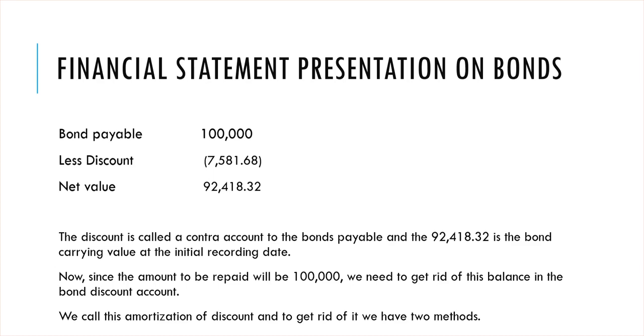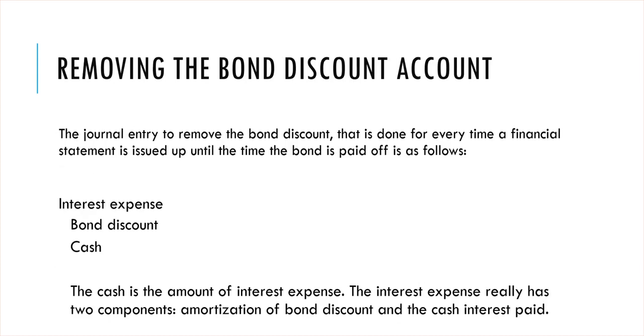And so we will have to talk about how we're going to do that. And this bond discount account is going to have to be removed. And the way you would really remove it is to see, it's initially a debit. So you're going to credit it to get rid of it.